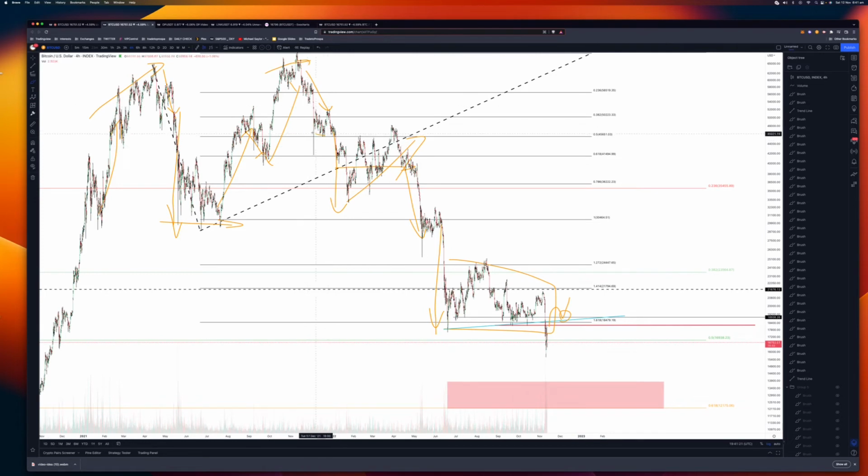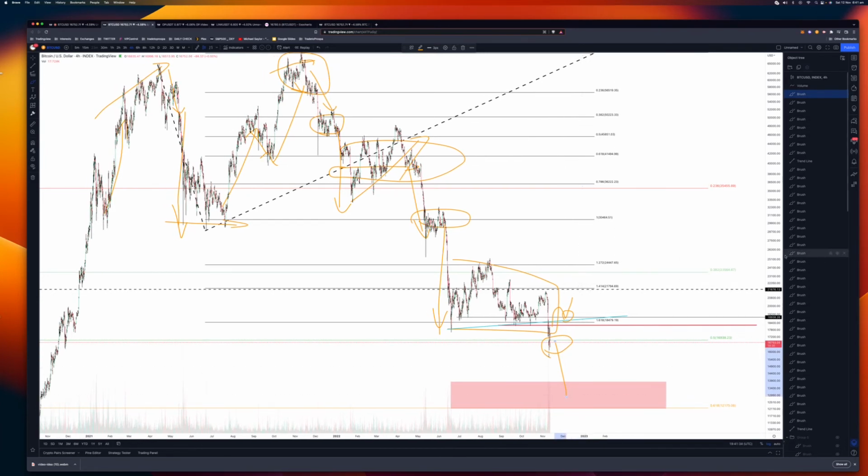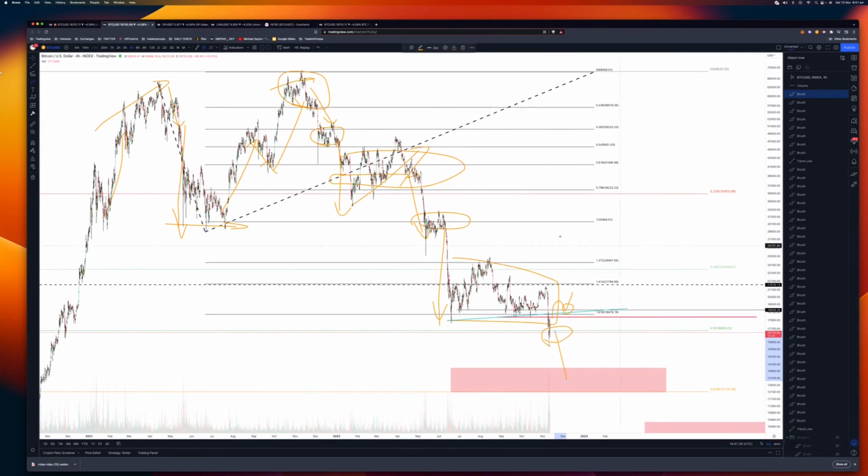I think it's doing this type of phase. Once you go through a phase, you go for another phase, you have a bear flag. So there's going to be a bear flag of some sort, and this is my area of interest at the moment for another accumulation.